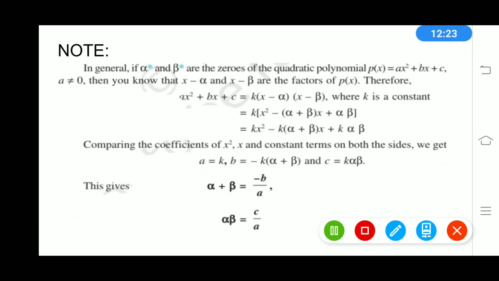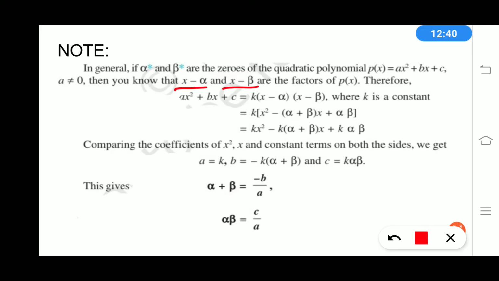Now students, see this explanation. If alpha and beta are the zeros of the quadratic polynomial ax square plus bx plus c, then definitely x minus alpha and x minus beta are the factors of the polynomial ax square plus bx plus c. So therefore ax square plus bx plus c equals k into x minus alpha into x minus beta, where k is any constant we can write in this form.